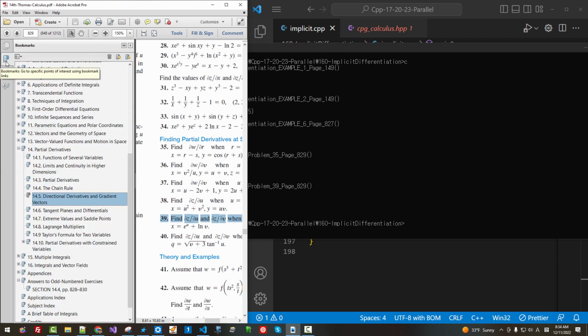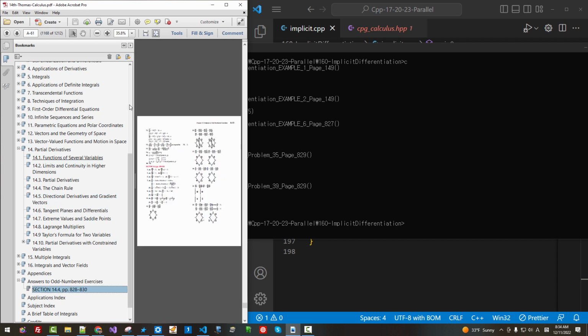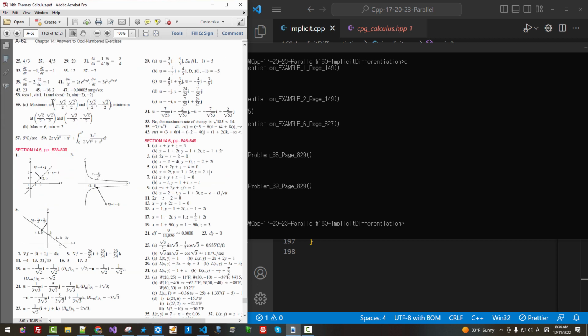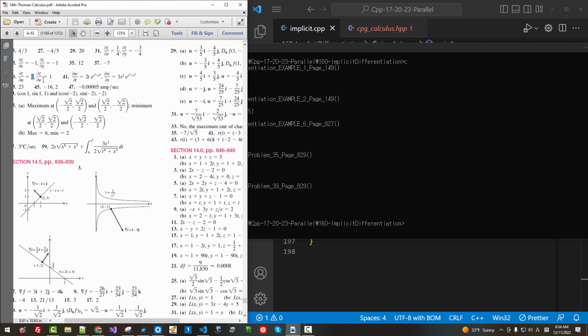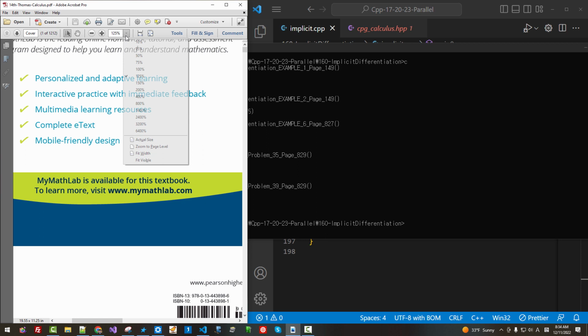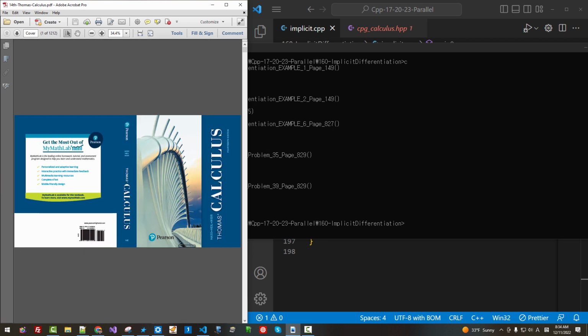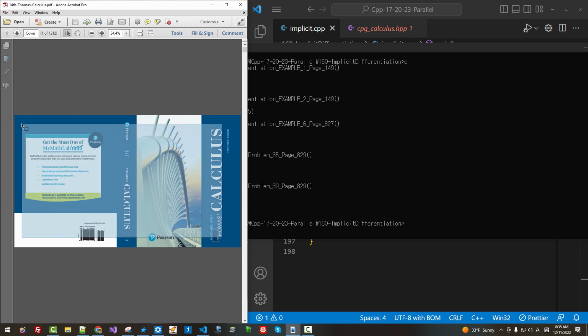If you doubt, you can check your answer. Problem 39: dz over du is 2, dz over dv is 1. 2, 1. I claimed we can solve all the problems in this book and more. We can solve more advanced problems than described in this book.